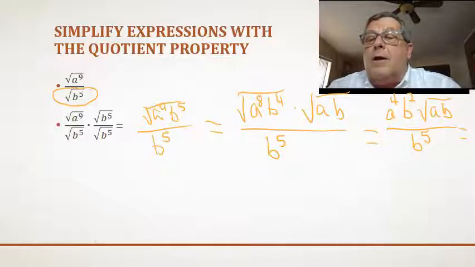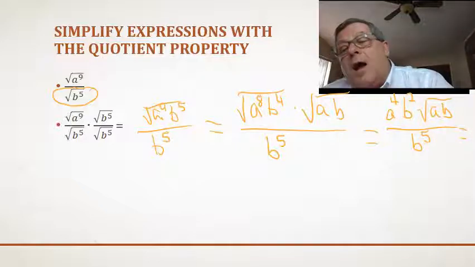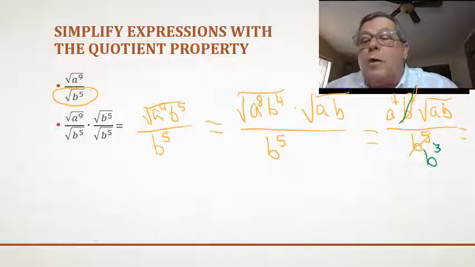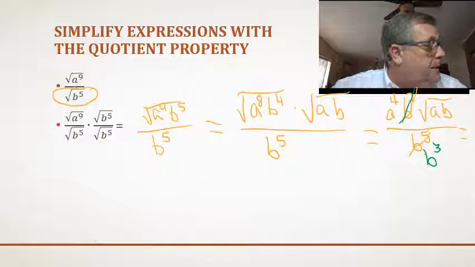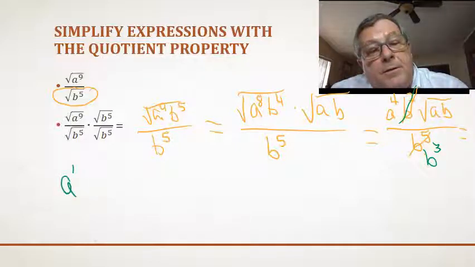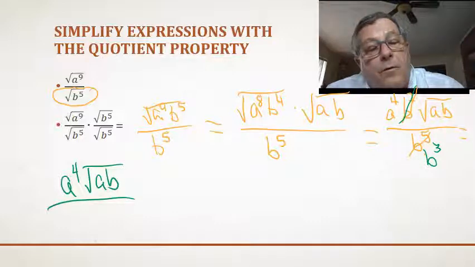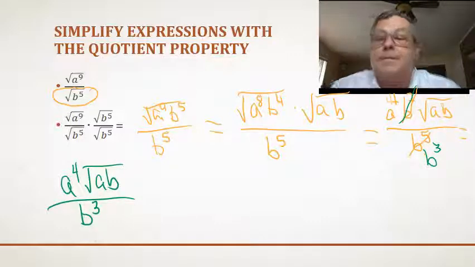All right, so what can I do here? Well, I've got a b squared up top in the numerator and b to the 5th in the denominator. And so the b squared could cancel out, leaving me with b cubed. Cancel out the b squared. And then my final answer in this problem is going to be a to the 4th times the square root of ab over b cubed.